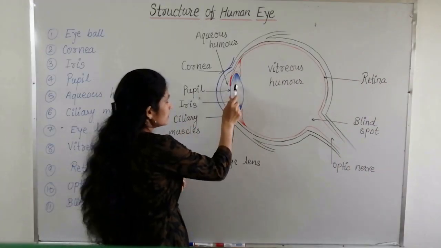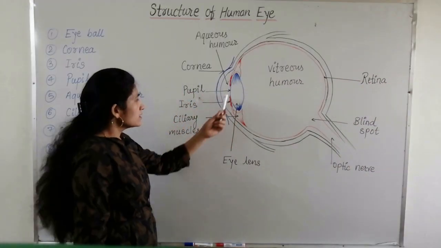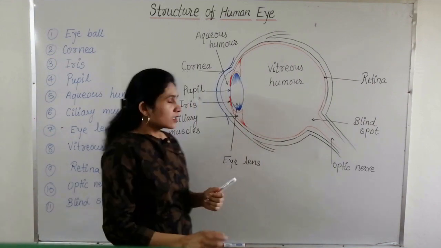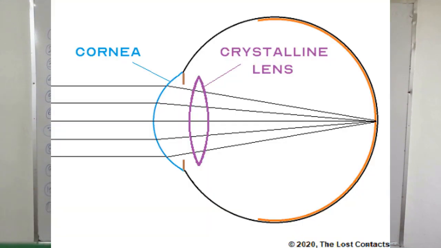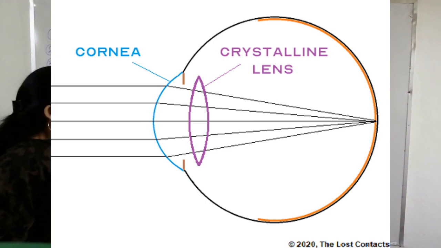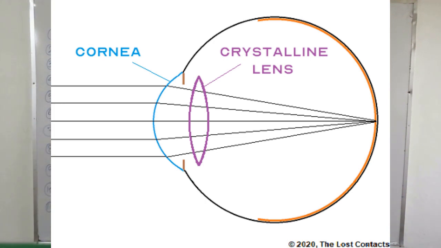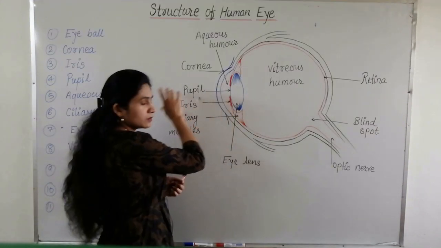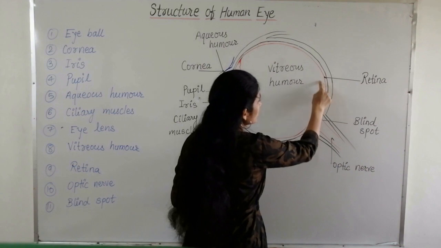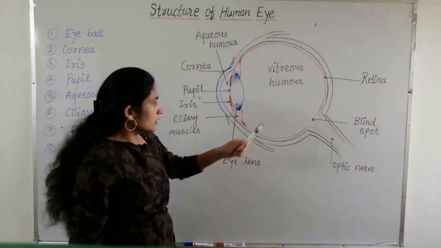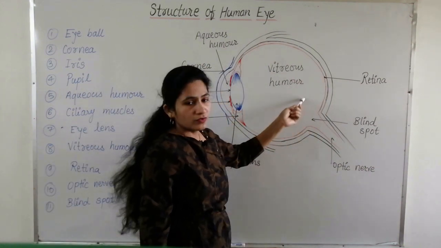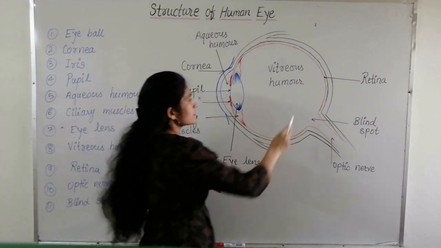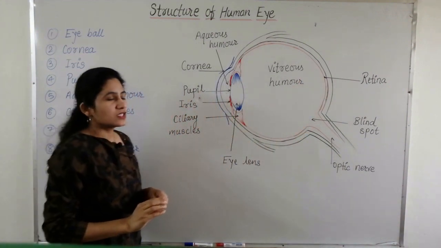Behind the iris there is an eye lens. This eye lens is a converging lens. A converging lens is a lens which is thick in the middle and thin at the two ends. This is also called a convex lens. So our eye consists of a convex lens. The eye lens forms the image of the outer object on the inner layer called the retina. The retina is located at the back of the eye. It also acts as a screen on which the image is formed.